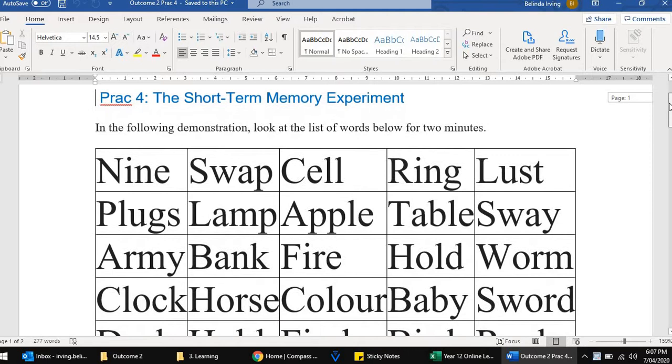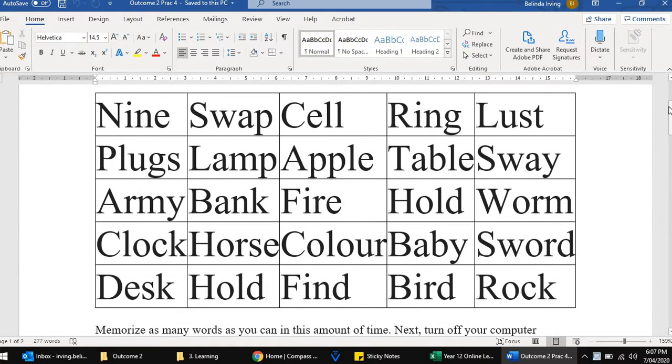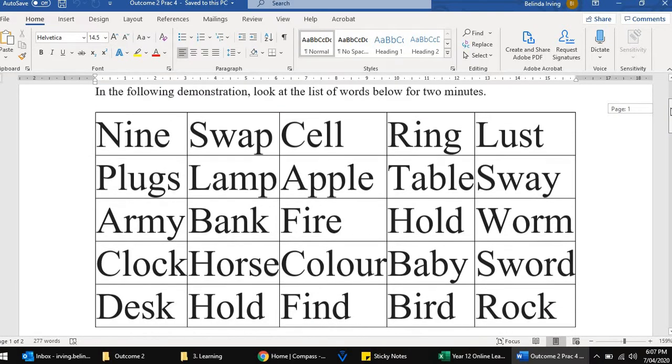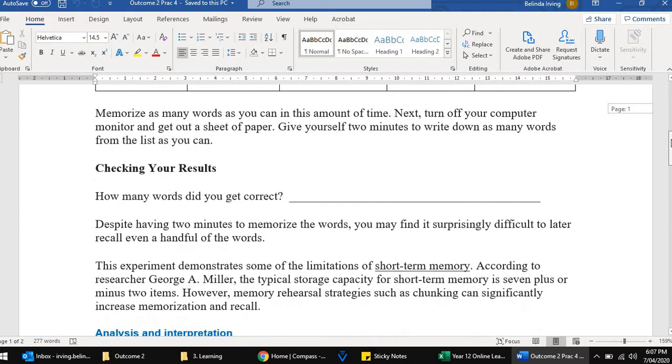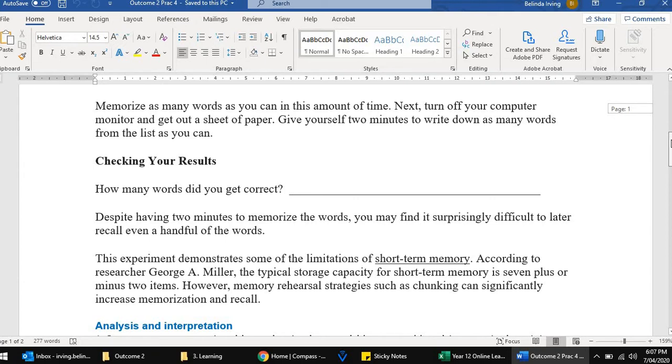Now, what you need to do is look at those particular words for 2 minutes. I'm not going to stay on them too long because that may affect the results. What you need to do is memorize as many words as you can in that amount of time. Once you've done that, close your laptop screen or wherever you're looking at those words from. Then time yourself again, and you've got 2 minutes to write down as many of the words as you possibly can. Once you've done that, count up how many words you got correct.